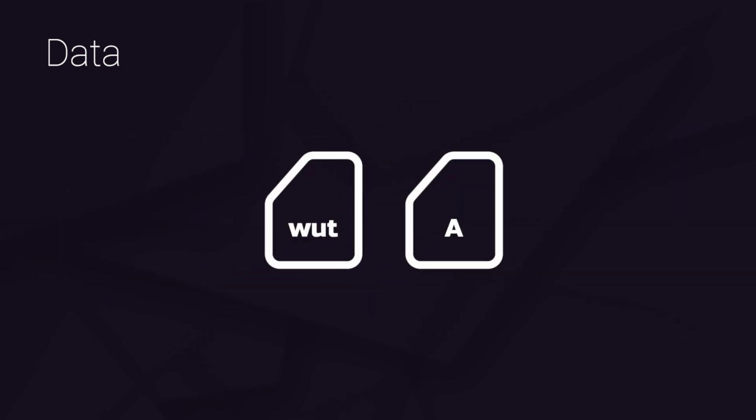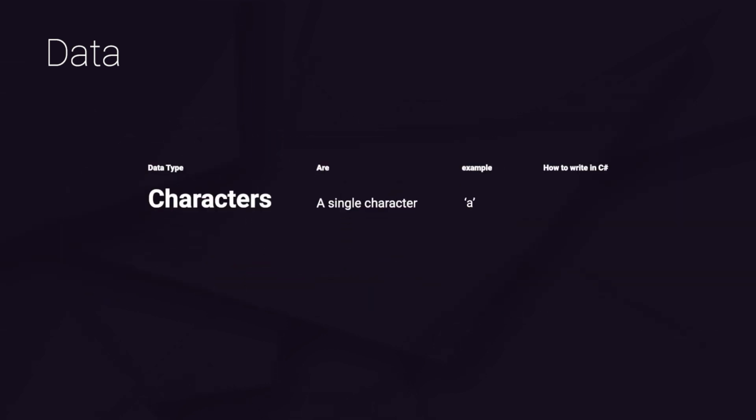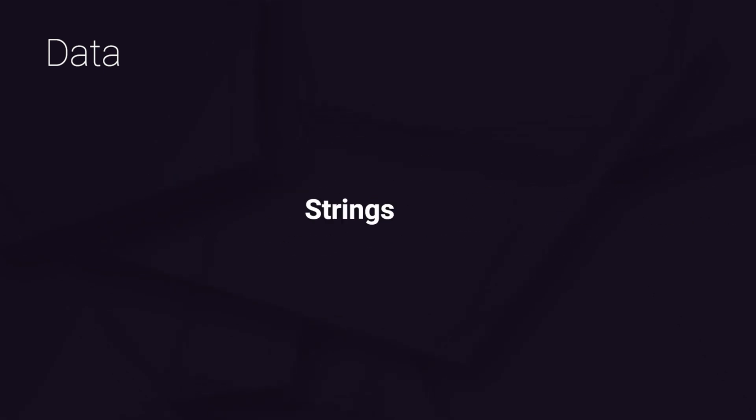Let's break down words and letters. The data type for letters in C# is called char. Char is short for character, so I guess you could pronounce it char if you wanted to. The data type char can hold a single letter, but when working with letters, usually you want to make something longer than just a single letter, and you can't do that with a single character. That's where our other data type called string comes in. A string can hold multiple characters to create a string of characters.